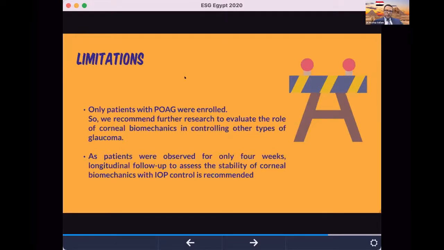However, our study had some limitations: only patients with primary open-angle glaucoma were enrolled. We recommend further studies to evaluate the role of corneal biomechanics in controlling other types of glaucoma using other types of medications. Also, as patients were observed only for 4 weeks, which is a very short duration of follow-up, longitudinal studies are recommended to assess the stability of corneal biomechanics with intraocular pressure control.